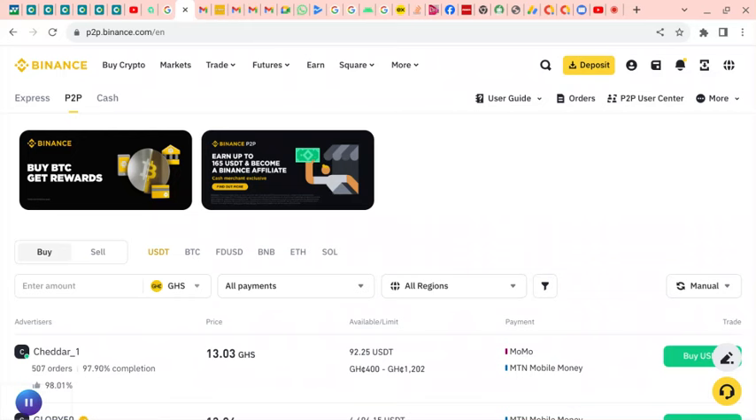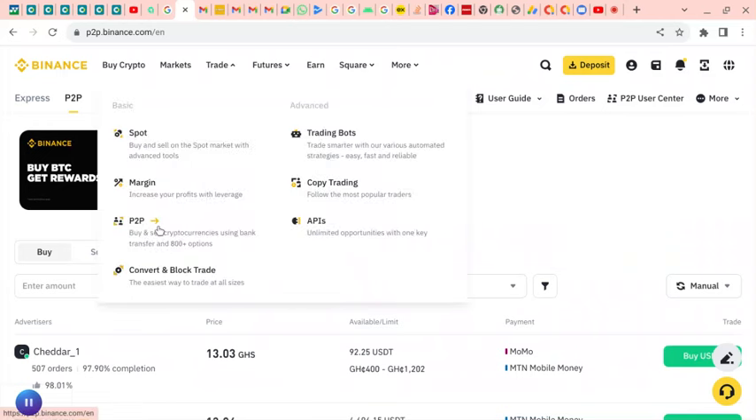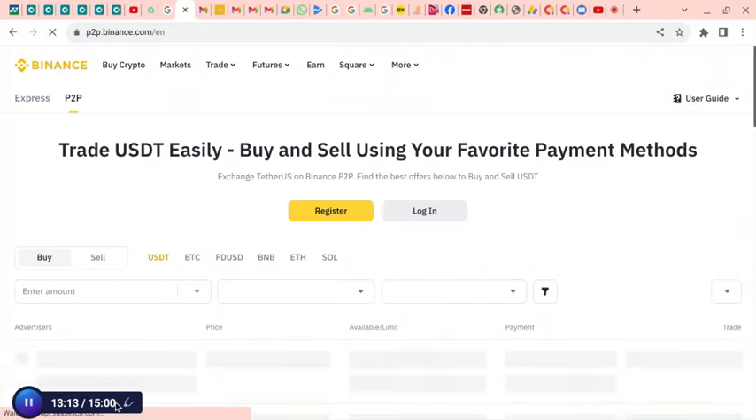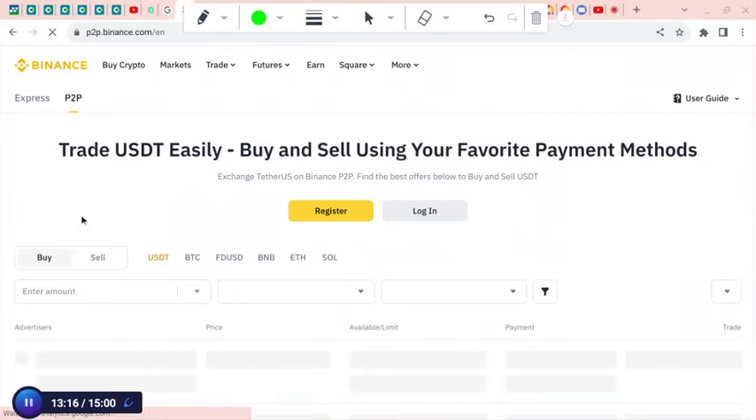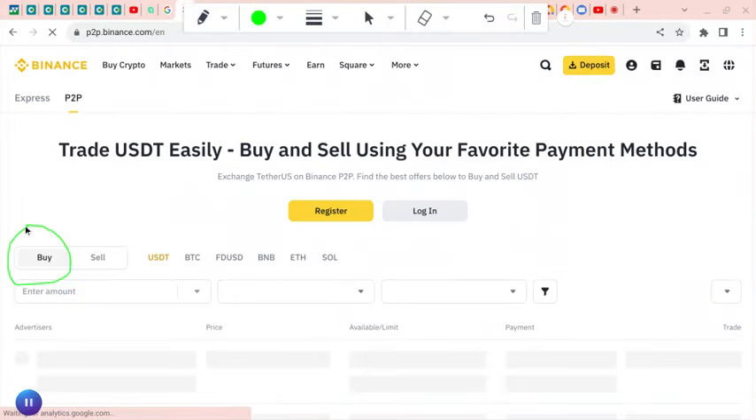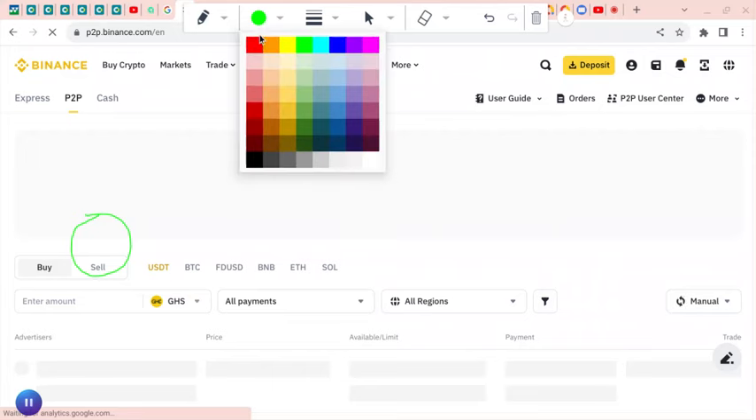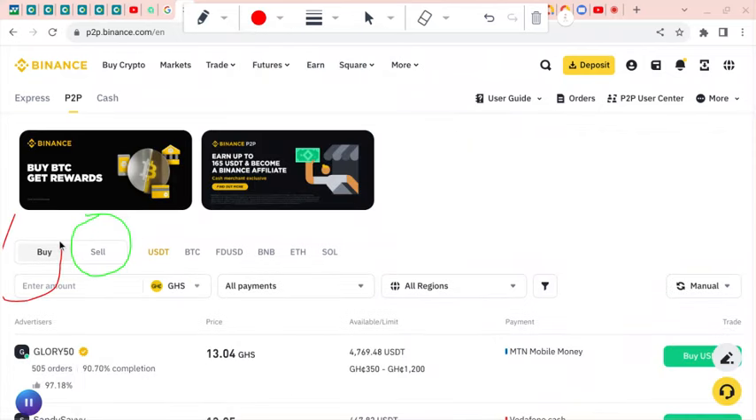So this week is not the best week for you to buy USDT. This week, you just have to study the market. If you have USDT that you bought last week, this time is the best time for you to sell it. This time is good for selling rather than buying. It's good for selling your USDT, and it's a red flag for buying.